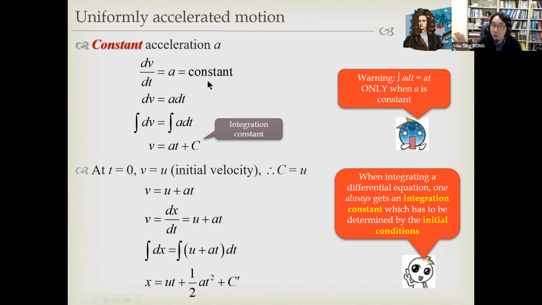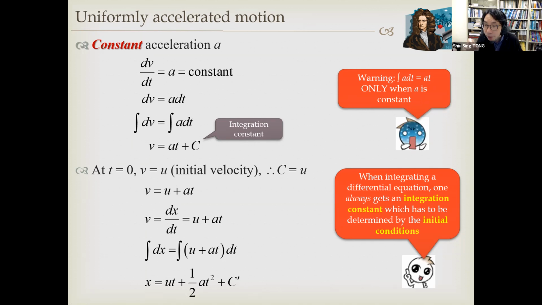It is not a function of time. So that means I can take it out of the integral, and the integration simply gives me at. And don't forget about the integration constant. Now, for this step, I must warn you. This operation, integrating a dt equal to at, works only when a is a constant. If a is given as a function of time, you cannot do it. You have to do an integration.